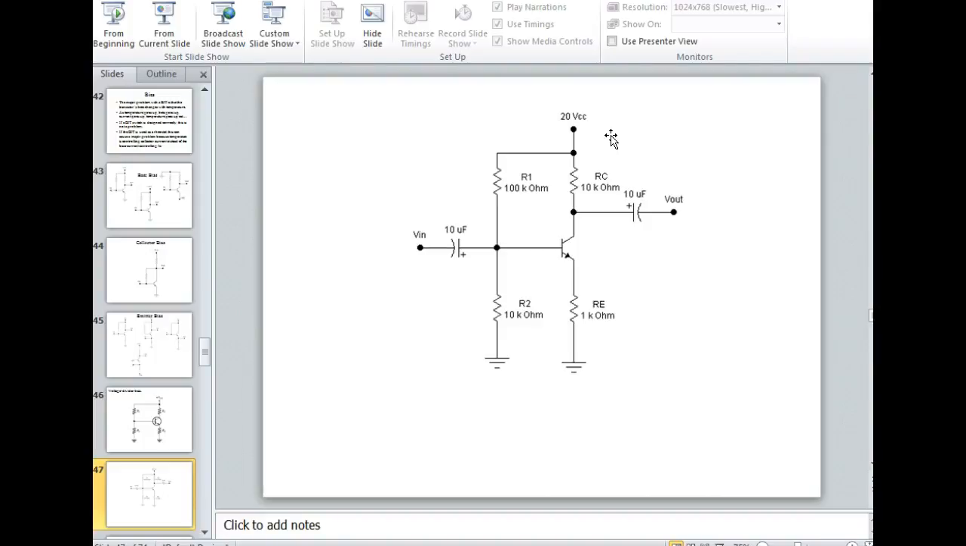Here we have DC, here we have AC. So it lets the AC come in and prevents the DC bias from doing what? Getting out, right? Okay. Over here, we bring this in. Now notice the polarities are very, very important because these are polarized capacitors.